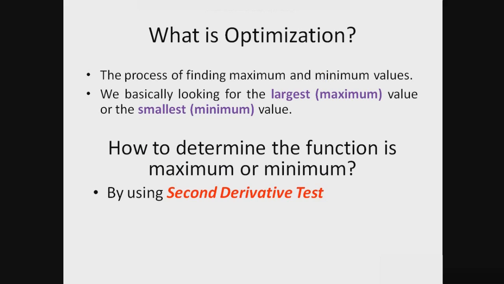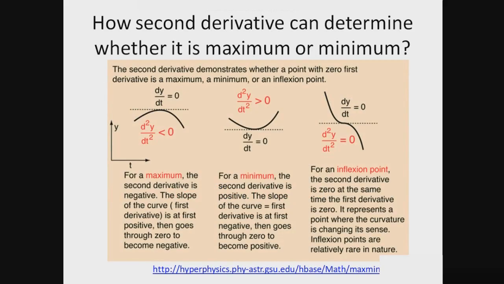So before we proceed, let's recap what we have learned. The second derivative demonstrates whether a point with zero first derivative is a maximum, a minimum, or an inflection point. Basically, for a maximum, the second derivative is negative or less than 0. For a minimum, the second derivative is positive or greater than 0.